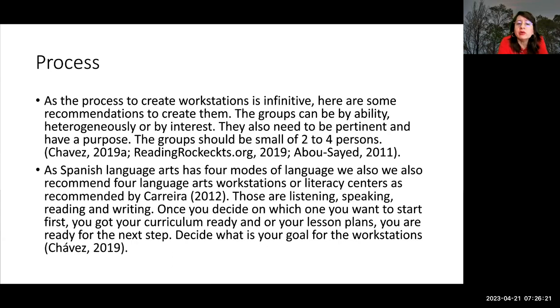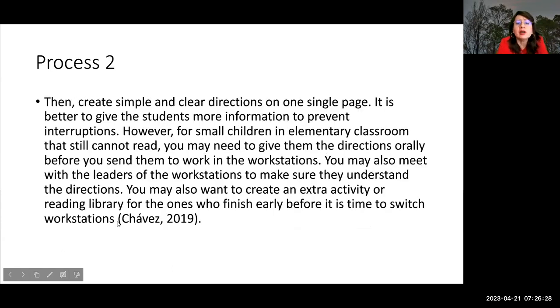So decide what your goal is for the workstation or workstations you want to plan, okay? Then create simple and clear directions on 1 single page. Don't make it too complicated, especially for elementary students. It is better to give the students more information to prevent interruptions. So for small children in an elementary classroom who still cannot read, you may need to give them the directions orally and then send them out to the workstations. It means that you give them the directions for each workstation, then send them out.